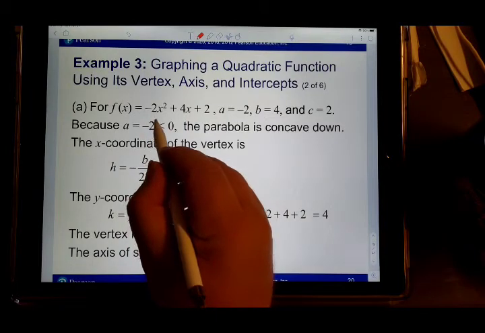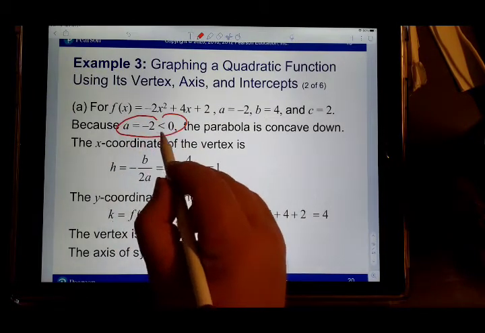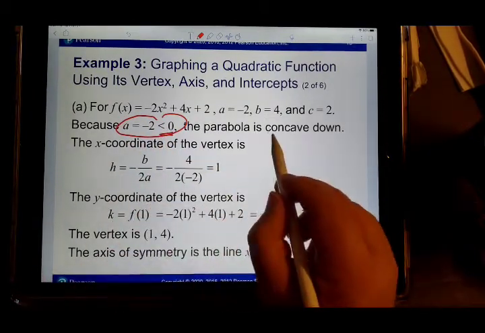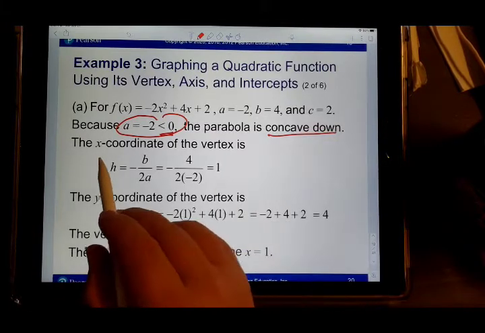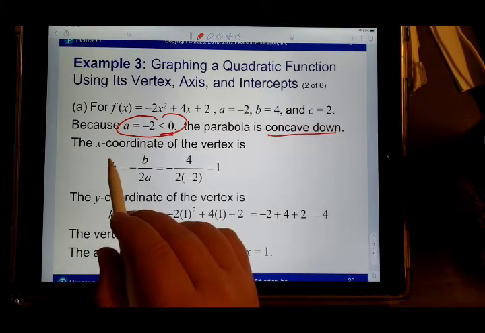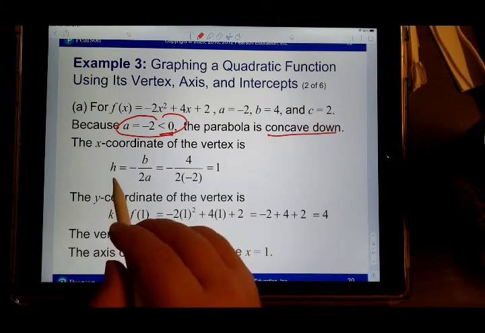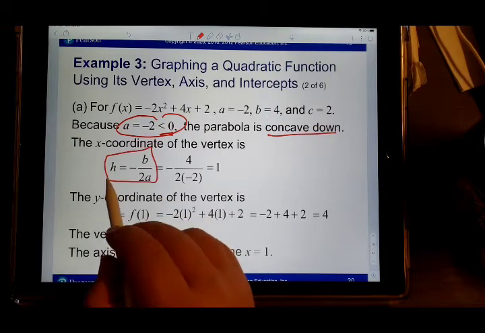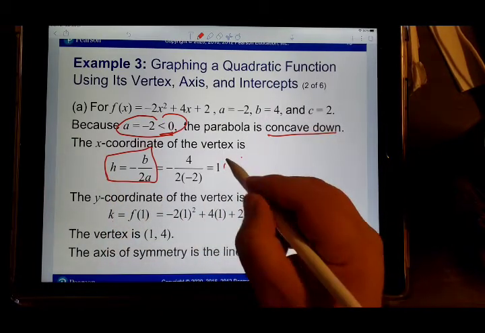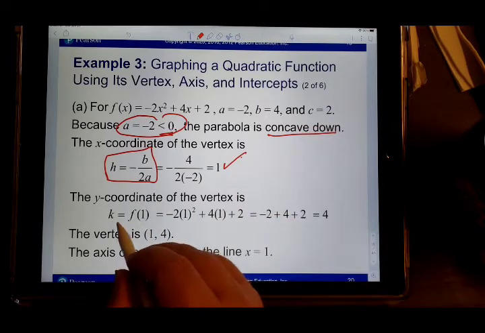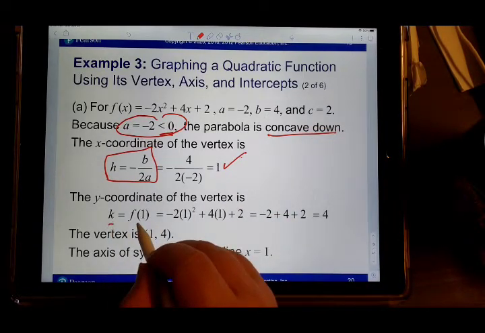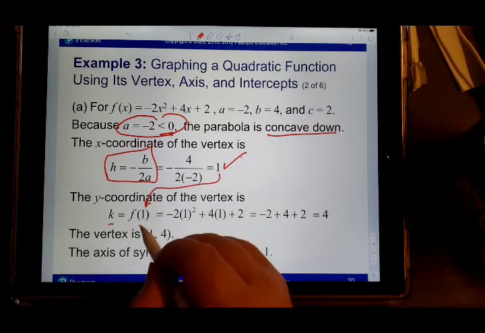All right, so the first thing is, since A is negative, the graph is concave down. They could have completed the square, but they're not doing that. They use this formula to find h. And once you find h, you can find k by plugging the h that you found into the function.